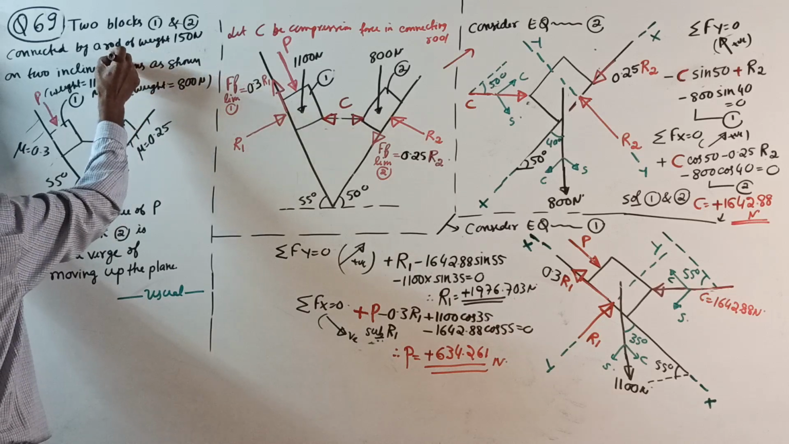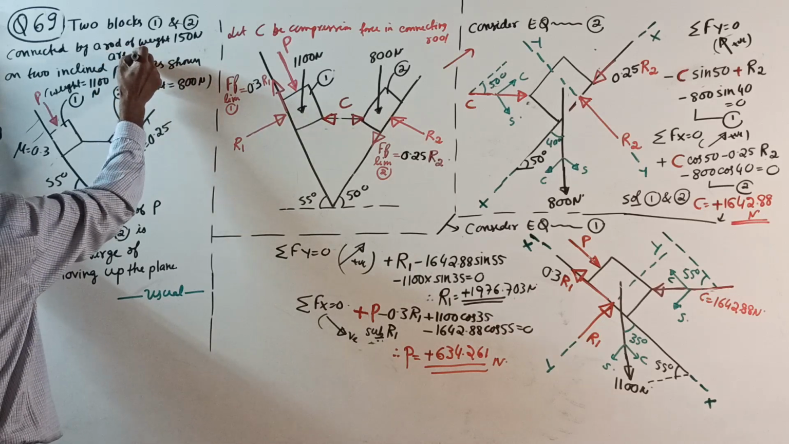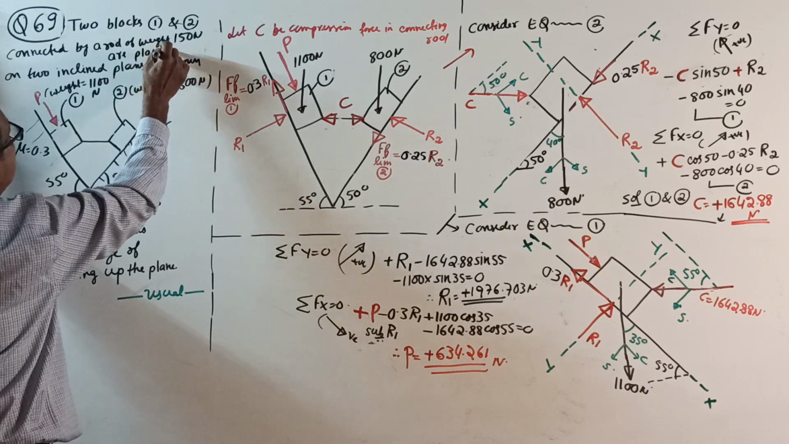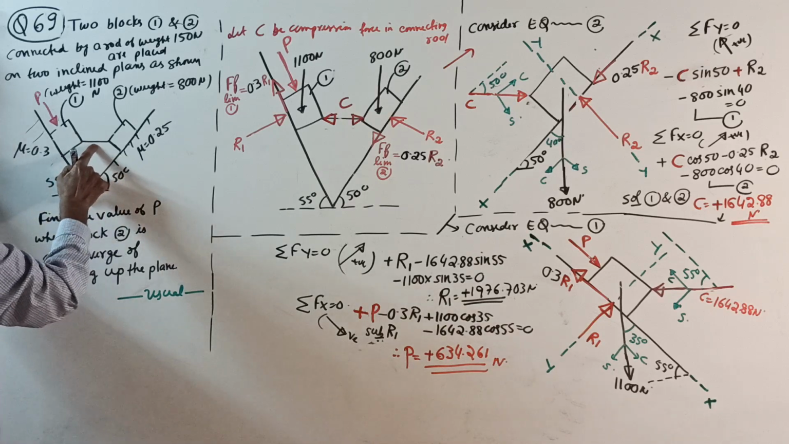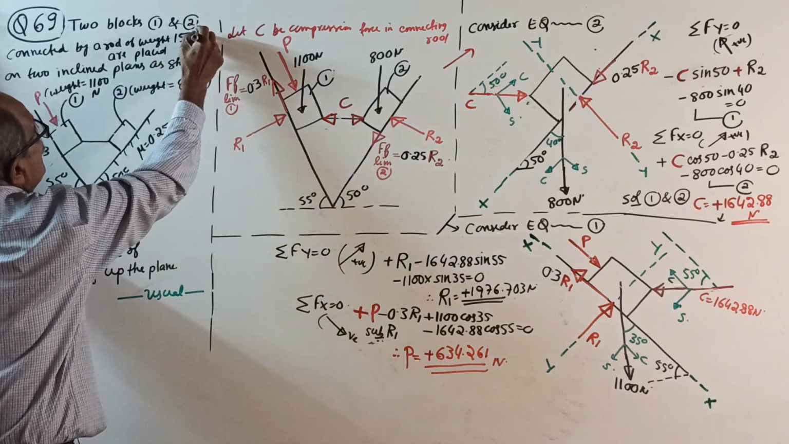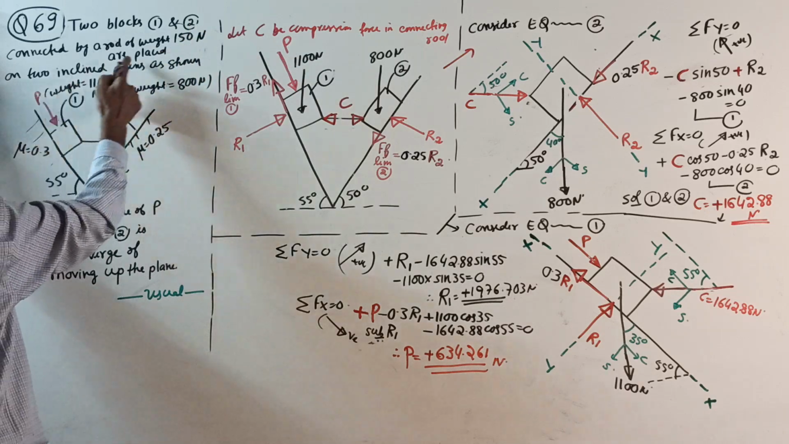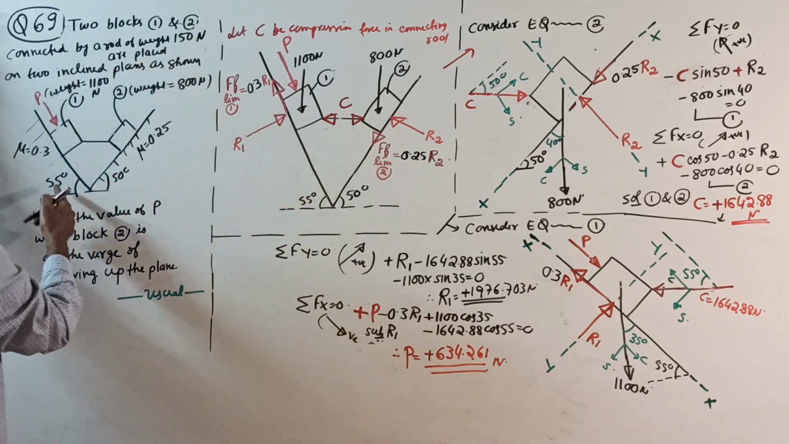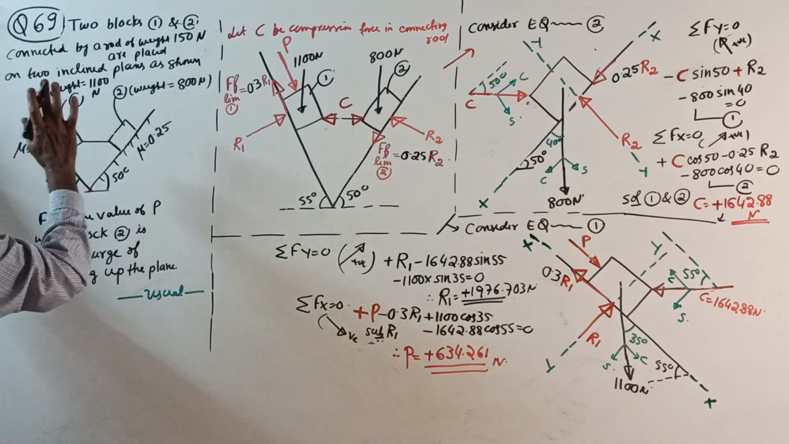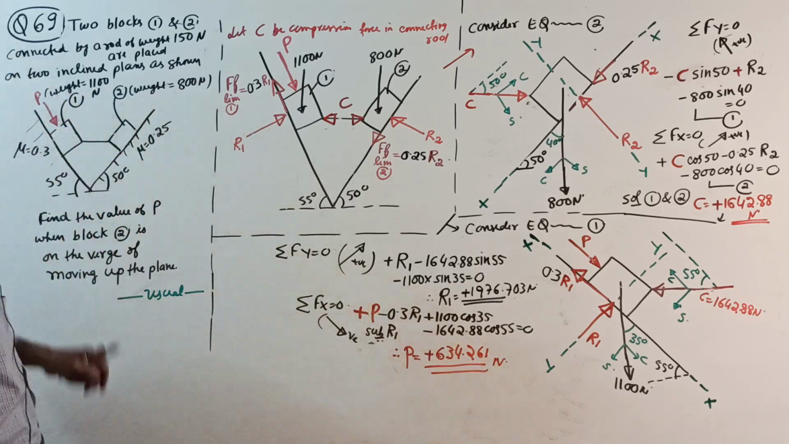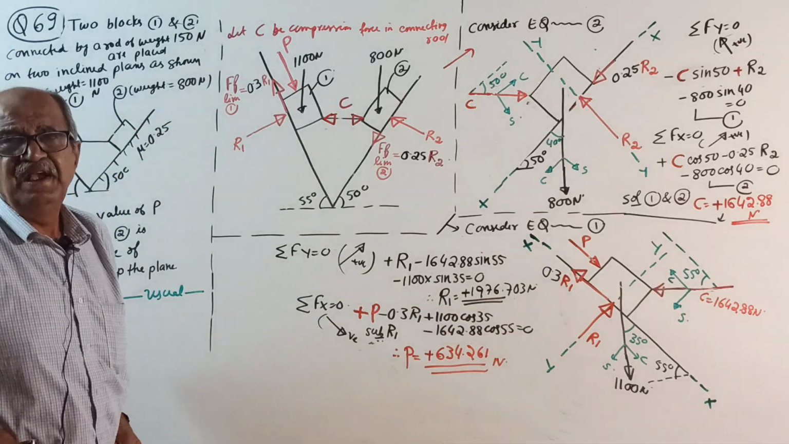Two blocks connected by a rod of weight 150 Newton are placed on two inclined planes as shown in the figure. Same thing. I will not change the weight; I will maintain the same weight so that you can compare the answer. You take an independent question.